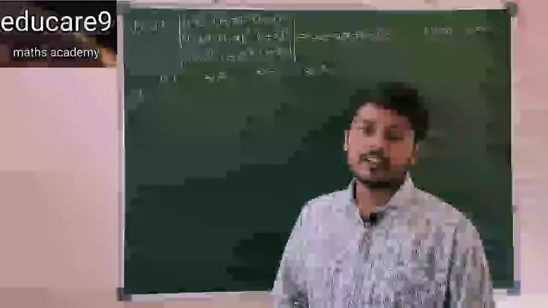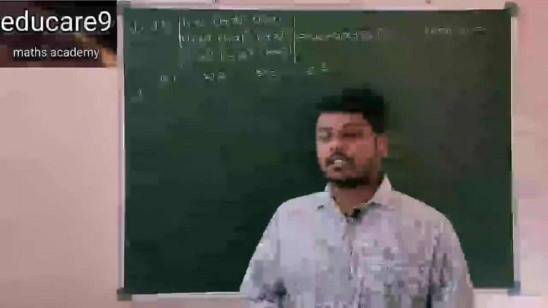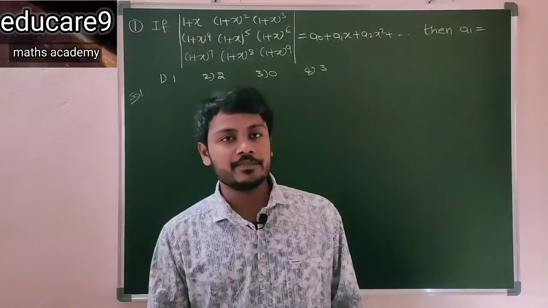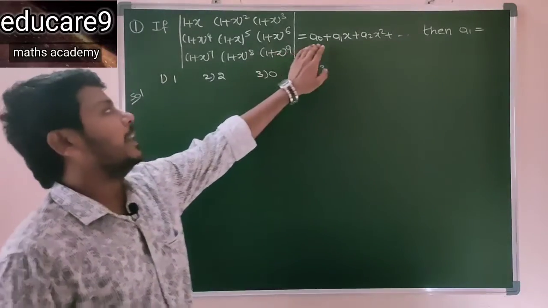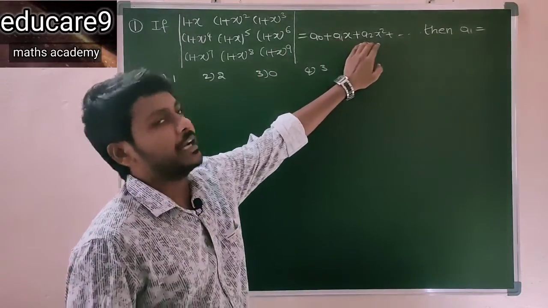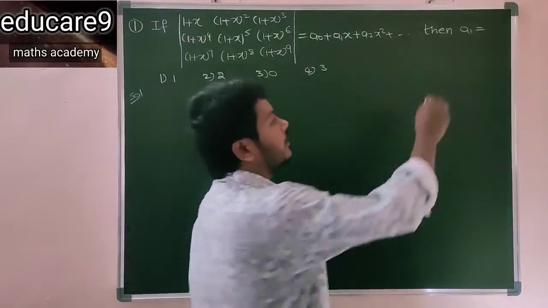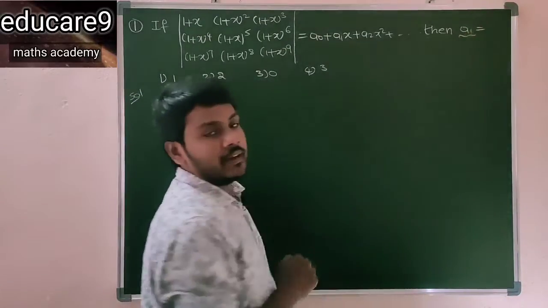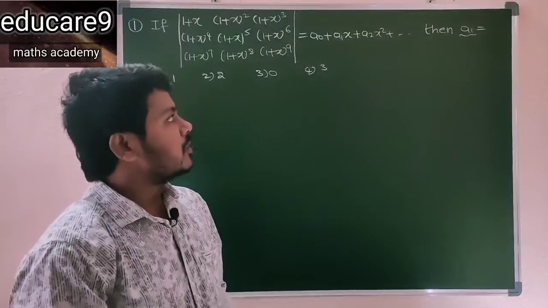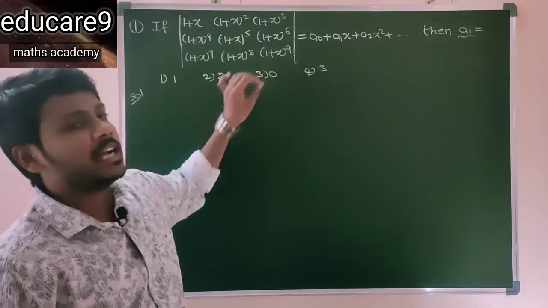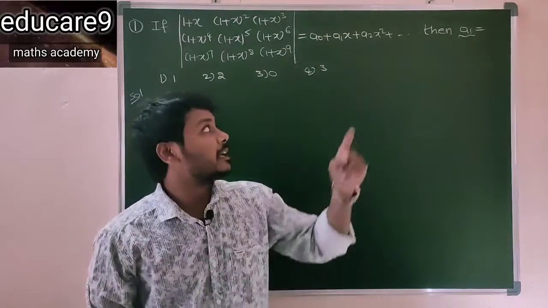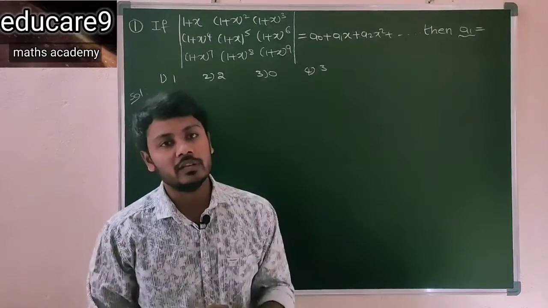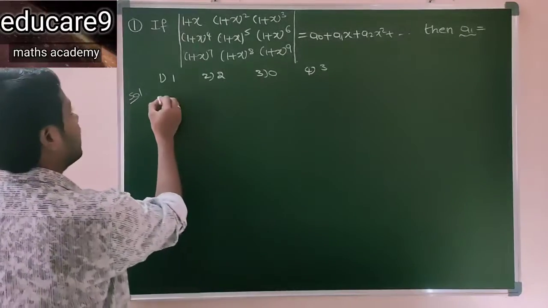Hi, hello everyone. For this session, we will discuss a few problems on determinants. So, see the first one. The determinant of this is a0 plus a1x plus a2x square and so on. Then you want to find the a1 value. For that, you have to differentiate the given determinant and put x equals 0. Then clearly you will get the a1 value. So, here given.